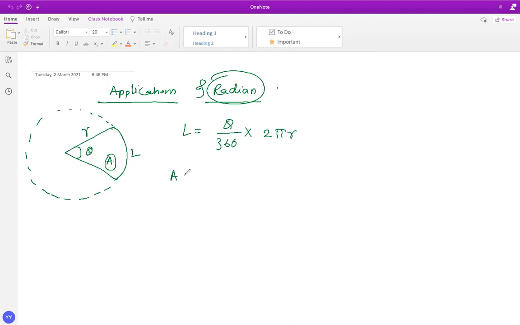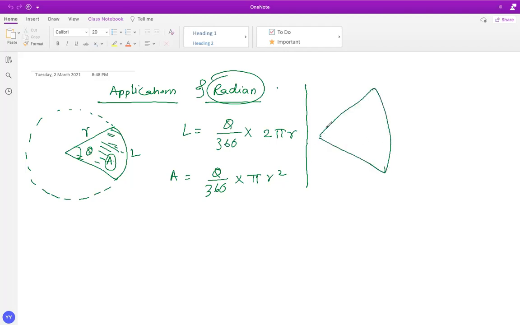Now for the area of the sector, it is theta over 360 times pi r squared. So these two are the formulas that we use for area and the length of the arc of the sector in degree unit. Now what happens if the unit is, let's say, already given in radian?